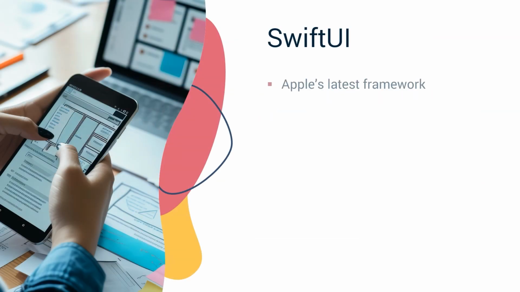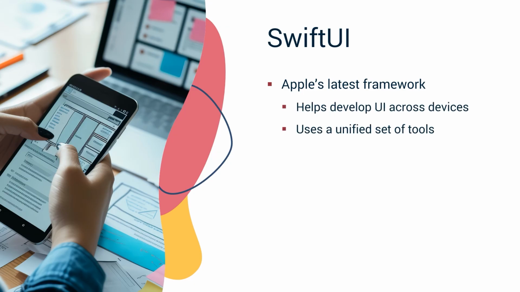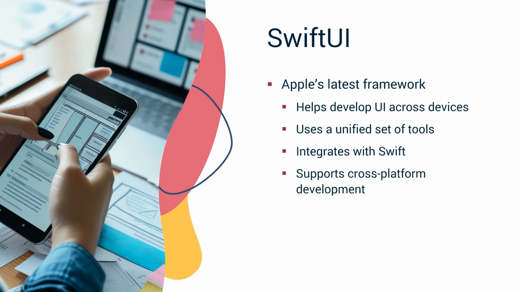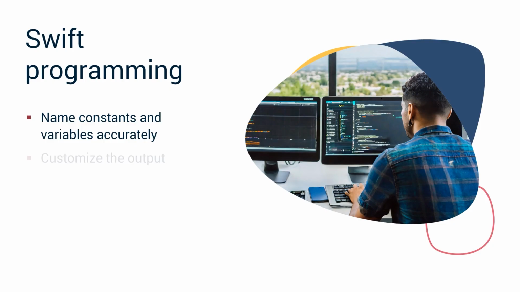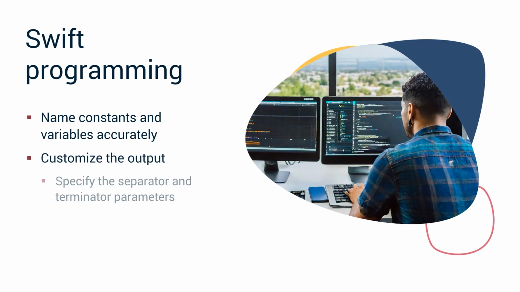SwiftUI is Apple's latest framework for developing UI across all devices using a unified set of tools. SwiftUI integrates with Swift, supports cross-platform development, and offers an easier learning curve. Then, you learned that it's critical to name constants and variables accurately to improve the readability of the code. You can customize the output by specifying the separator and terminator parameters.